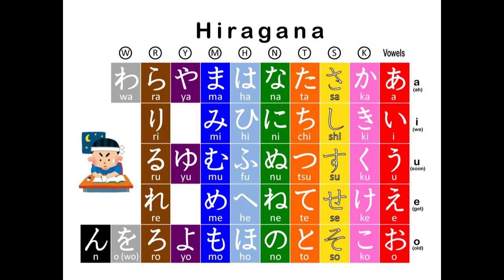So let's take a look here, starting with the first letter in the Japanese syllabary, in the Hiragana syllabary. That is the character for A.